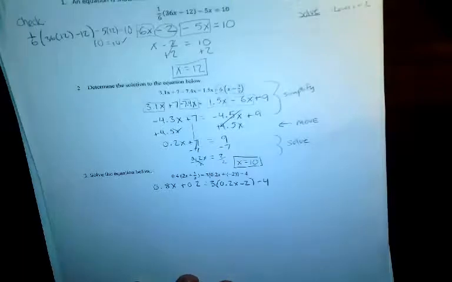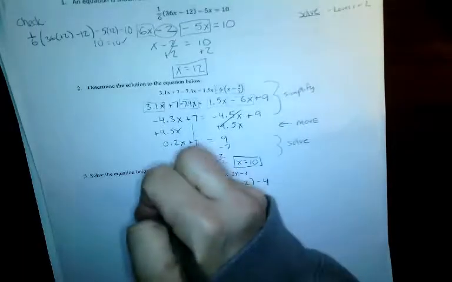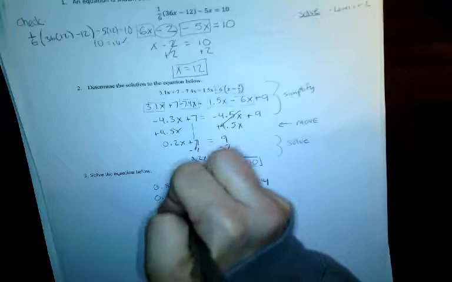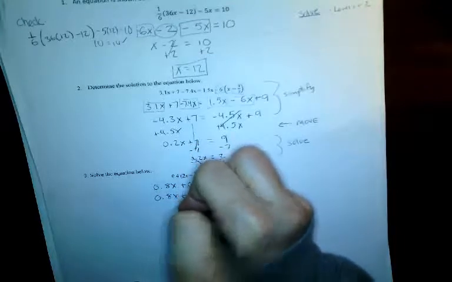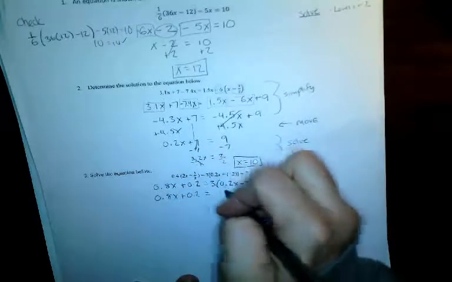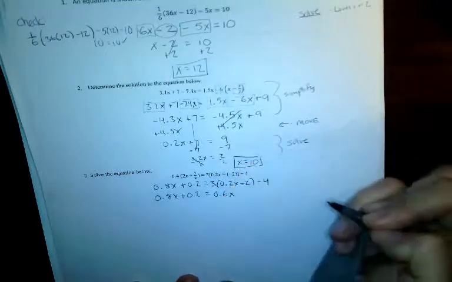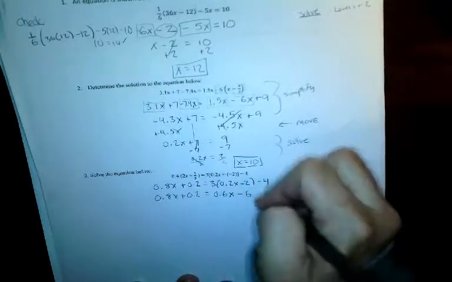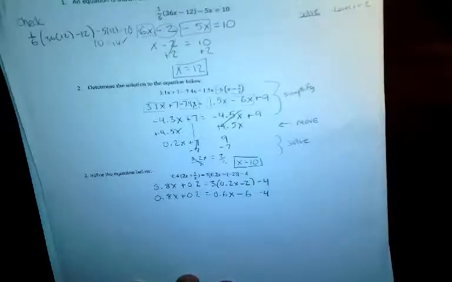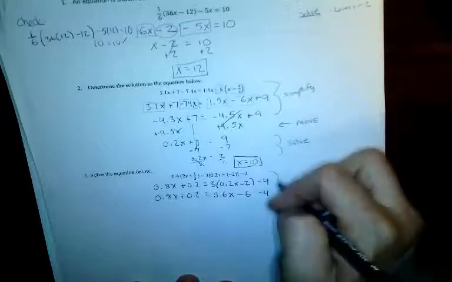So now let's distribute on this side. What I'm going to do is also bring all this down. Distribute. 3 times 0.2 is 0.6x, 3 times negative 2 is negative 6. Bring down your minus 4. Okay, so done with distributing. Still haven't simplified all the way. So now we're going to combine like terms.